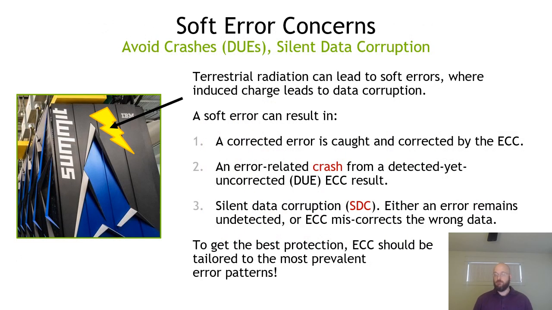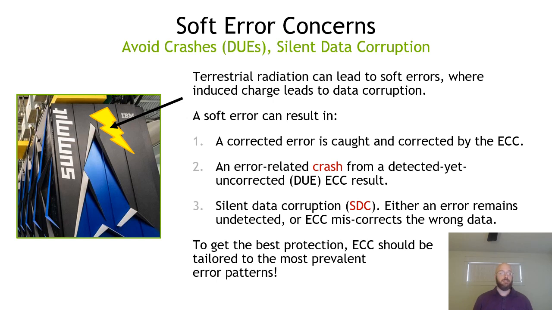ECC is used to avoid the risk of silent data corruption in the presence of random hardware errors such as soft errors that may be caused by terrestrial radiation. Soft errors are non-destructive events, but their impacts can be problematic and long-lasting. In the event of a soft error in DRAM, typically one of the three following things occurs. The error may be detected and corrected by the ECC, avoiding any ill effects. This, of course, is our intended result.